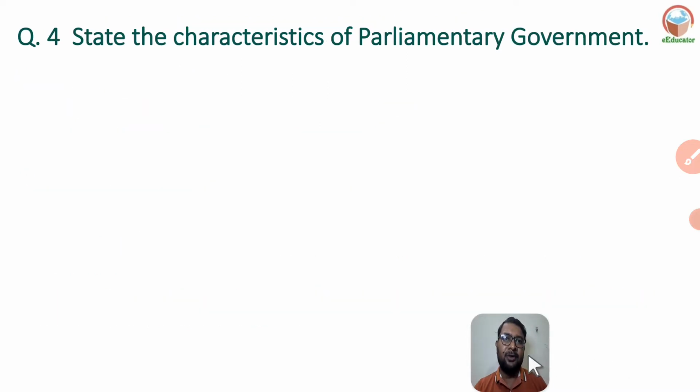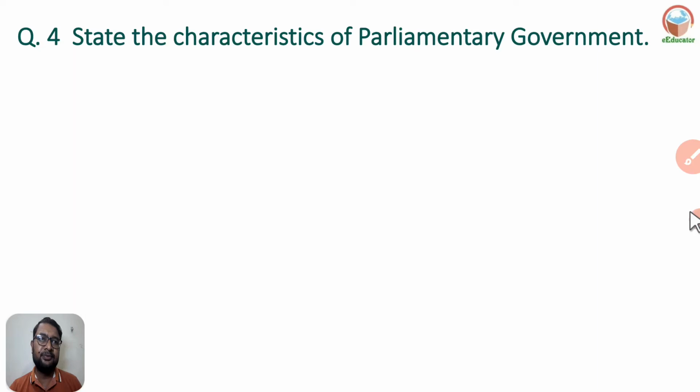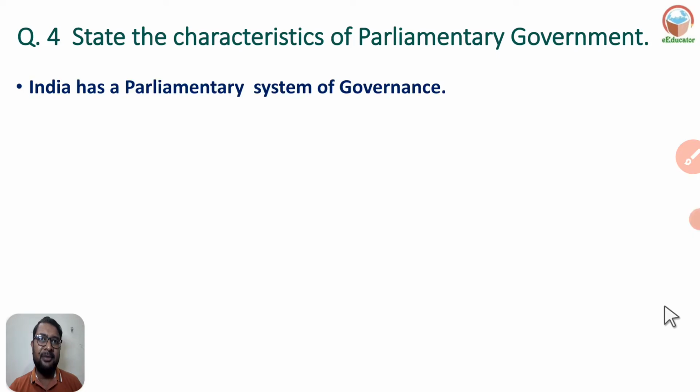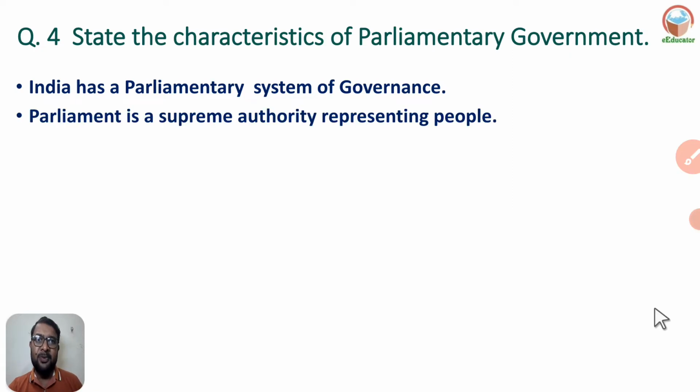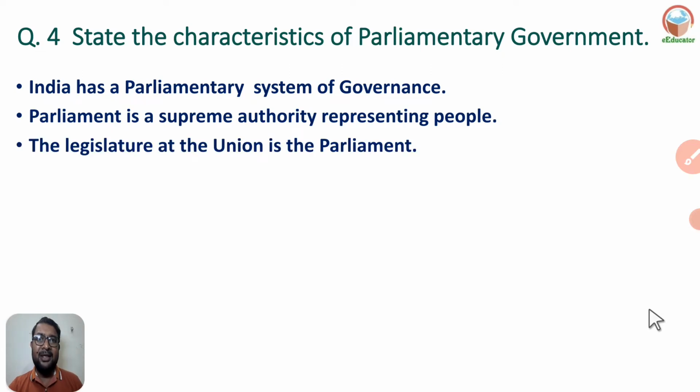Now number 4, state the characteristic of parliamentary government. We have accepted parliamentary government. What are the characteristics? India has a parliamentary system of governance. Parliament is the supreme authority representing the people. The legislature at the Union level is known as Parliament.